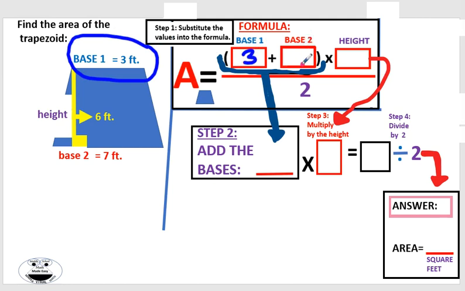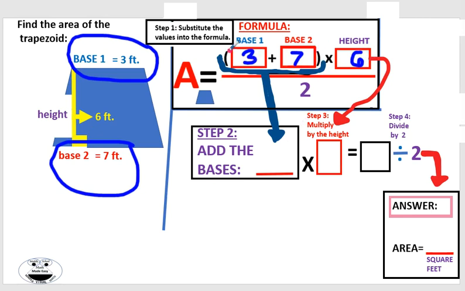The point of doing this is to make it as simple as possible without any variables or words like base 1, base 2, height. And then we're going to have an expression that we need to use PEMDAS for and to use the proper order. And then we're going to find the area. Base 2 is given to us as well, 7. So we're going to put 7 here. And then this says the height, and the height here, we see, makes a 90-degree angle. That is 6.